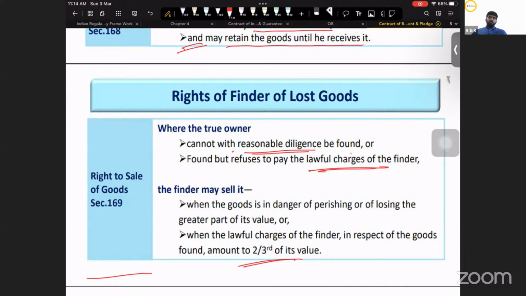After which I'll be giving a brief break of 5 minutes. Then I'll again continue to contract of pledge. Contract of pledge is a very small area, which is a continuation of contract of bailment only. Since it is a related topic, I'll be covering it immediately. But before I proceed, I'll be giving you a small break of 5 minutes. And then we'll continue.